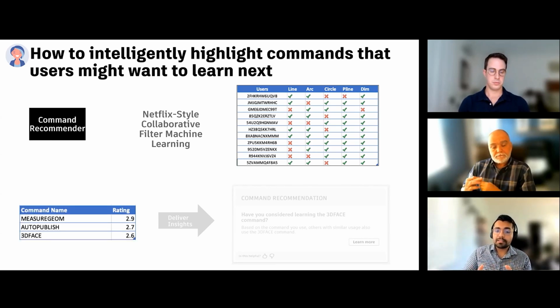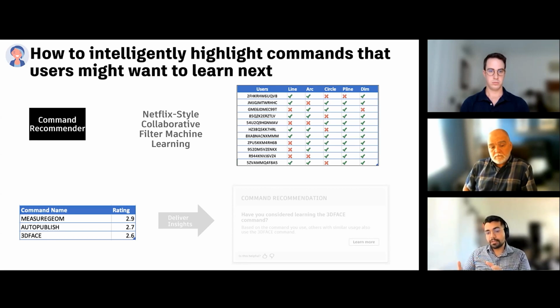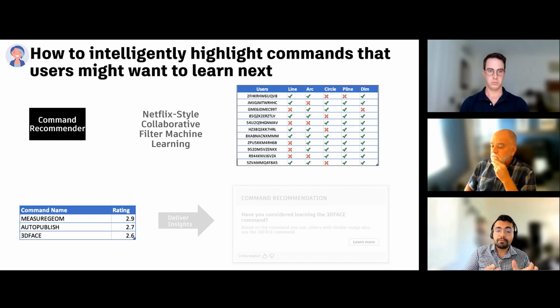And now in the case of Rachel, the three top recommendations that she received were measure geom, auto publish, and the 3D face command. Now, again, the output of this particular model gets fed back into a publishing engine where this gets enriched with content that our experts, the AutoCAD experts, have curated, and we also give our experts the ability to filter down this particular output based on certain rules to detect the false positives that these particular models can generate.